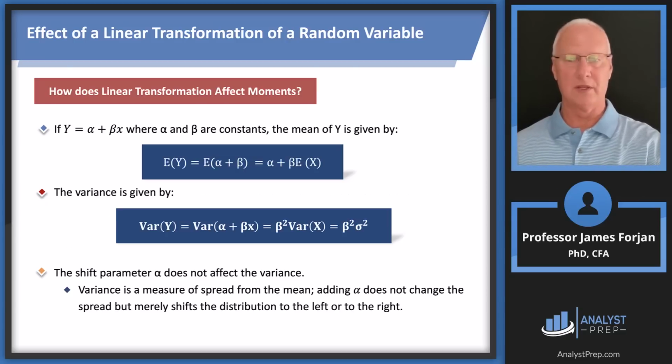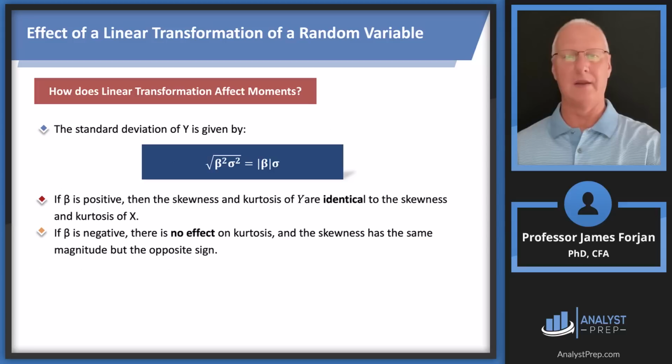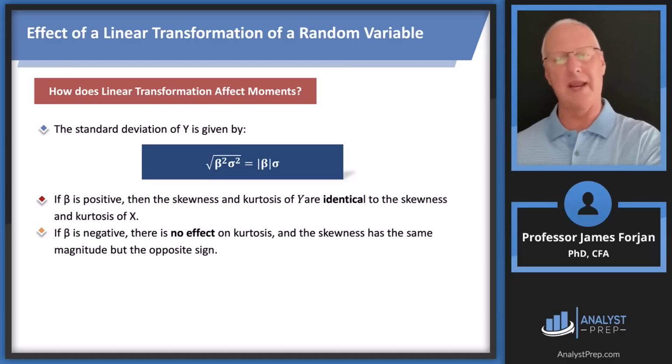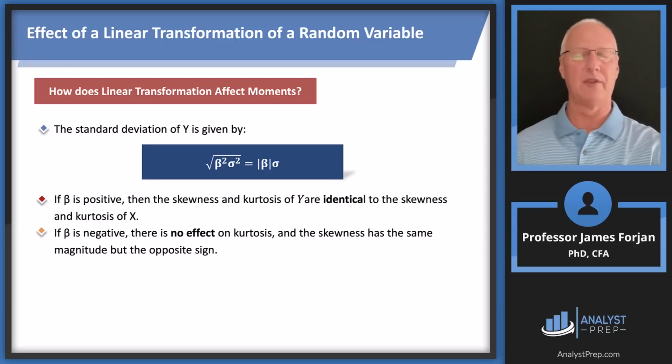Standard deviation, of course, we just take the square root of that, and we get some indication of what's going on with the third moment of the distribution. So notice those two diamond points down there. If B is positive, that has one implication. If B is negative, then that has another implication for skewness and kurtosis. I would memorize this slide as well.